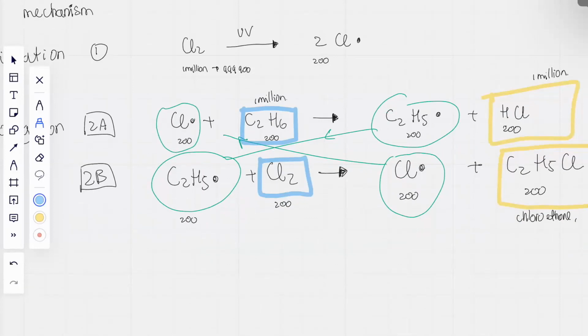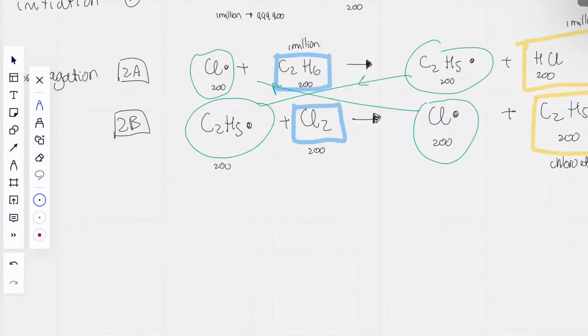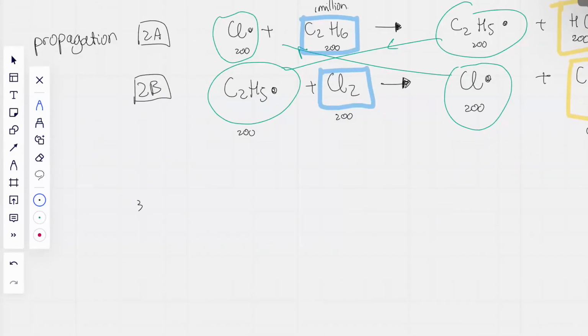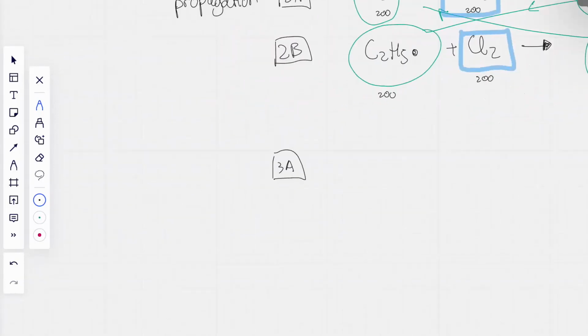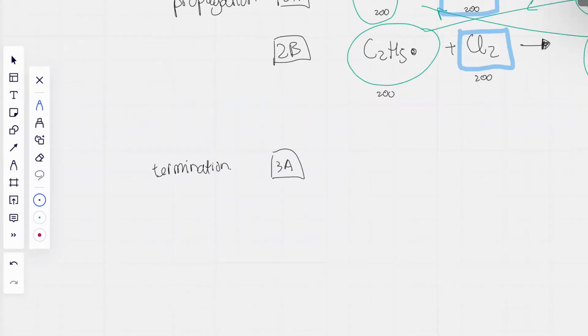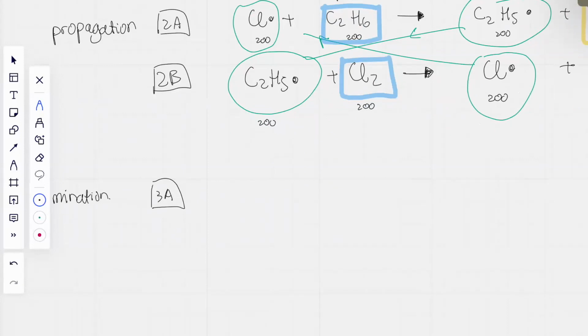What will happen to that extra Cl radical and C2H5 radical? They will have reaction number 3. This reaction number 3, we call it termination. Termination means the radicals react among themselves. That means the Cl radical plus Cl radical, then they turn back into Cl2.